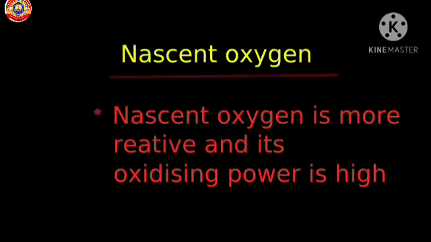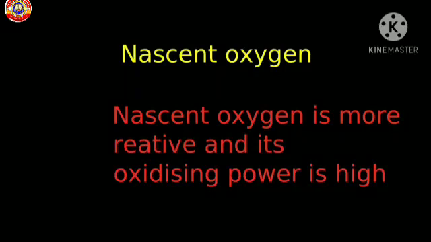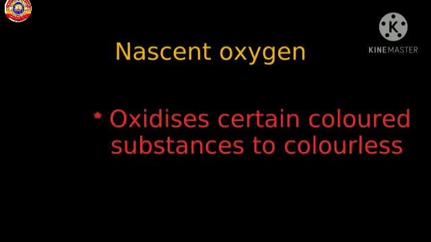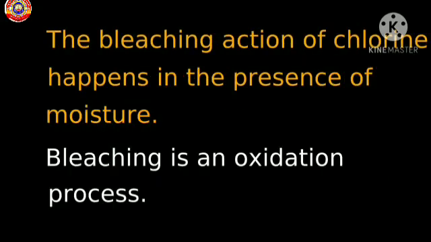It is said that the bleaching activity of chlorine is an oxidation reaction. Do you know the reason? As you saw, chlorine needs moisture for its bleaching action, right? The formation of nascent oxygen is responsible for the bleaching nature of chlorine in the presence of moisture. Understood? That is why the bleaching activity of chlorine is said to be an oxidation reaction. Now it's clear that the bleaching activity doesn't happen in the absence of moisture.